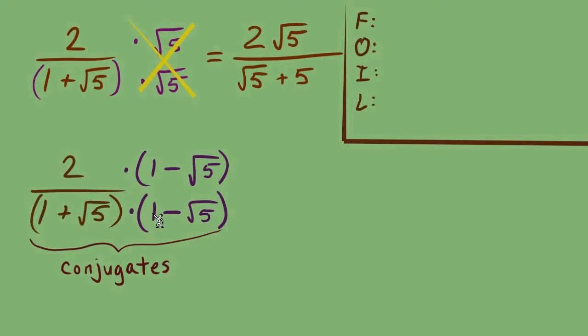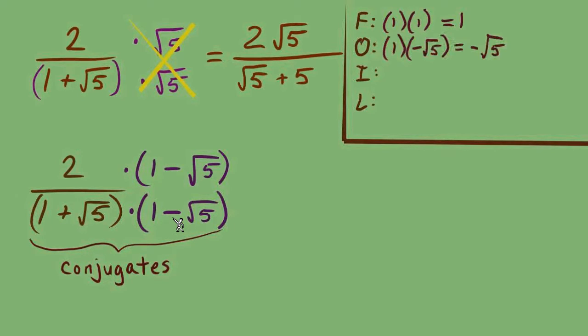1 times 1, that's our first. The F in FOIL is for first. 1 times 1 is 1. The O is for outer. Our terms on the outside will be the 1 and this negative radical 5.